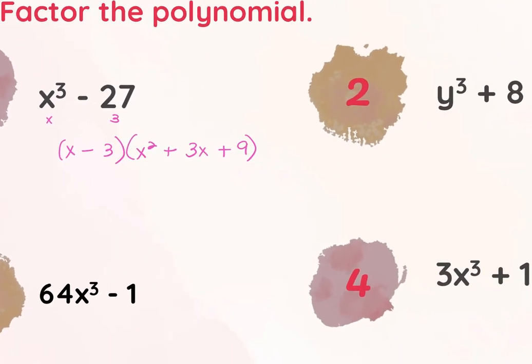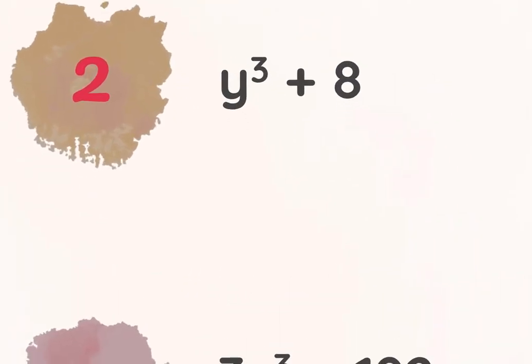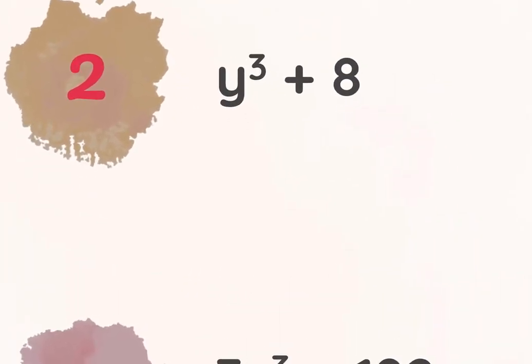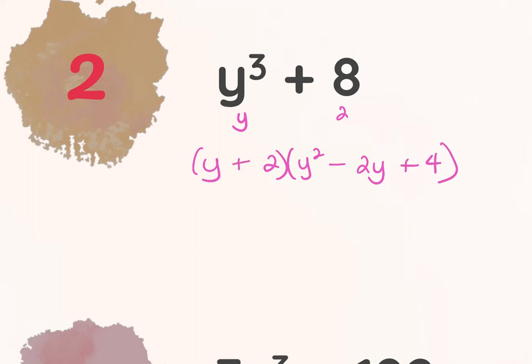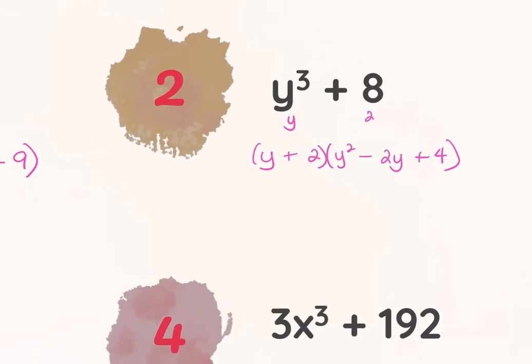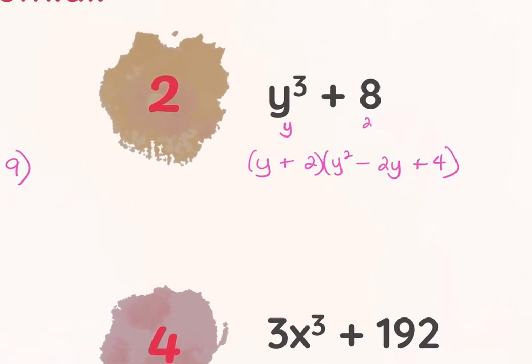Go to 2. Are those both perfect cubes? Yep. What's the cube root of y to the third? Y. What's the cube root of 8? 2. So it's y and 2, y squared, 2y, and 4. Same, opposite, always positive. So how do you figure out the middle number? You just multiply them together. So instead of doubling the product like we do with a perfect square, you just multiply it.